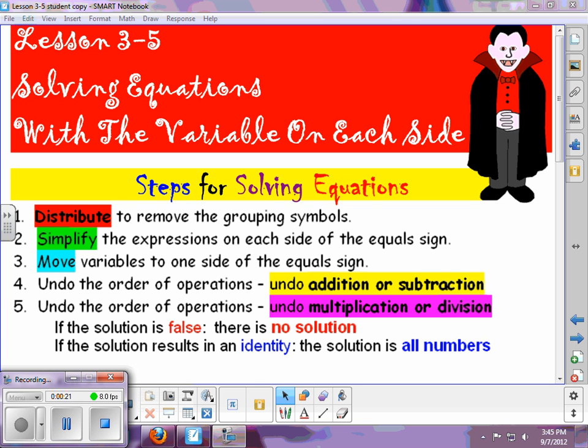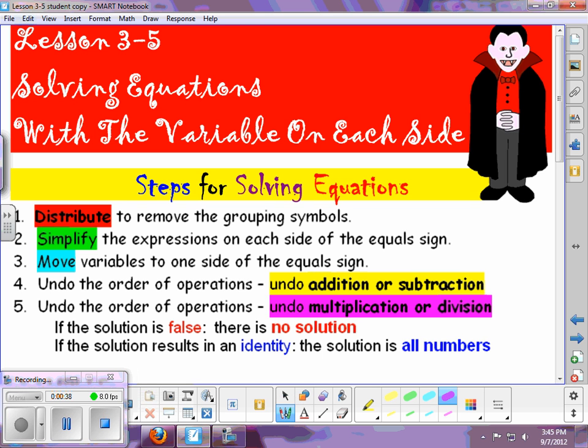Step 1 is to distribute. Step 2 is to simplify. Step 3, move variables to one side. And step 4 and 5, undo addition or subtraction. Now, what we're going to see today are those special cases. Those special cases are really these statements here.